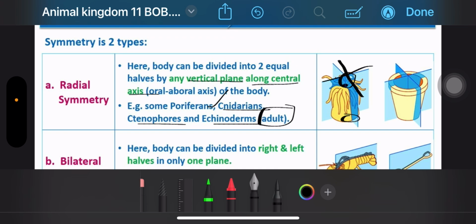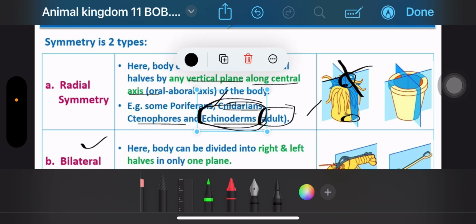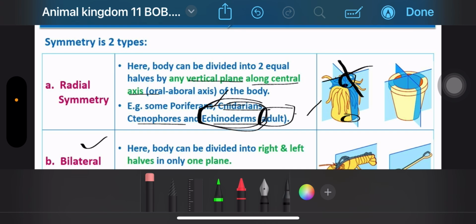Here is a question: which of the following phyla shows adults as radial and larvae as bilateral symmetry? One of the phyla is Echinodermata, that is the answer. Echinodermata is the answer for that. Right? We'll go for the next.